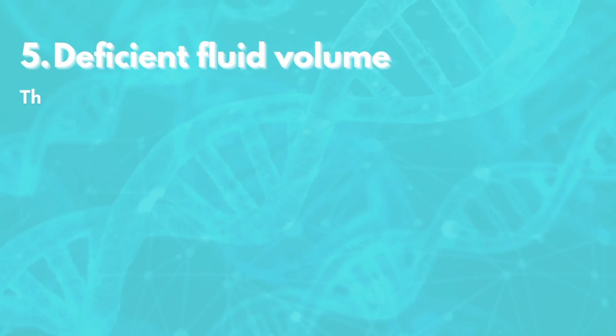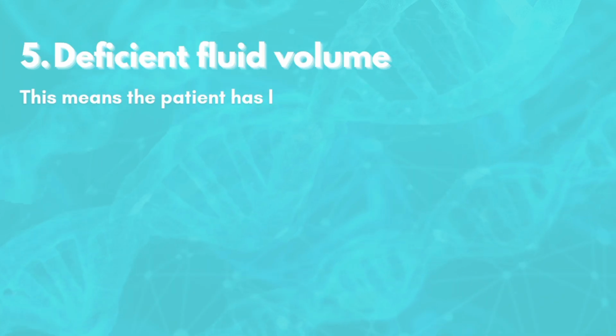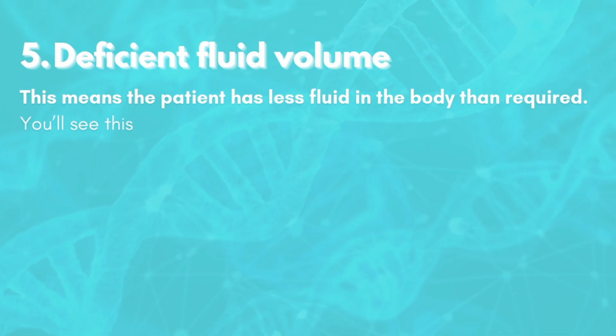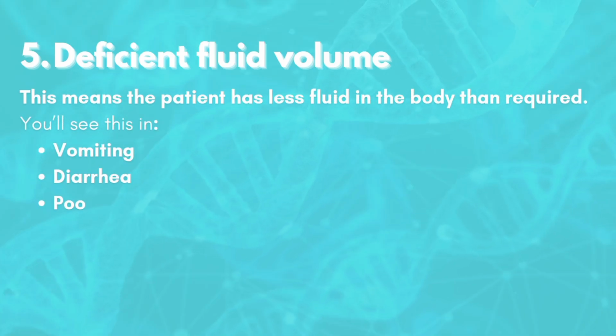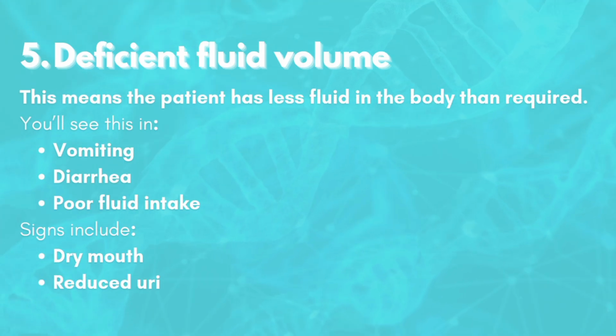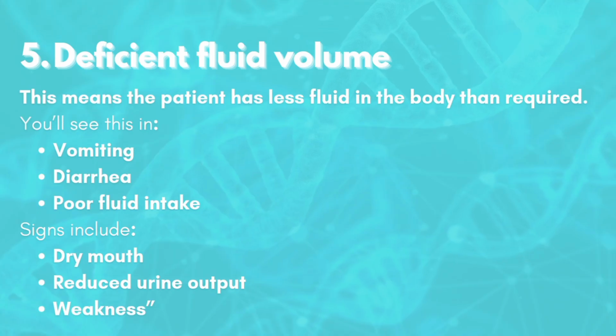Number five, we have deficient fluid volume. This means the patient has less fluid in the body than required. You see this in vomiting, diarrhea, and poor fluid intake, and the signs include dry mouth, reduced urine output, and weakness.